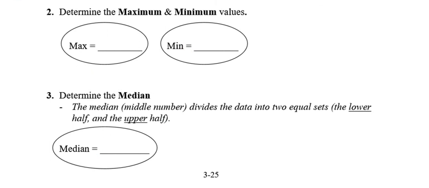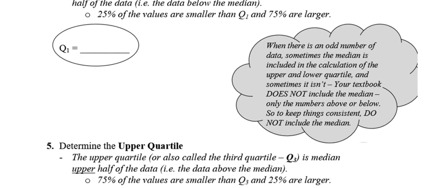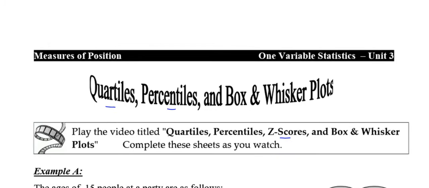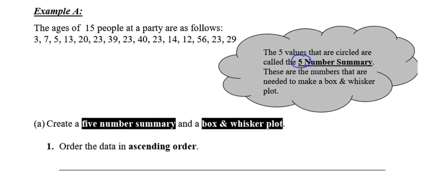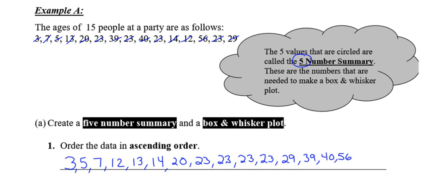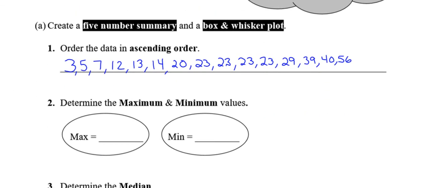And then there's going to be 2 more that you're going to learn in today's video, which is the lower quartile and the upper quartile. So let's show you how you do that. The very first thing you do is put this data into ascending order. Once you have your data in ascending order, we're ready to begin. First and most easy is the maximum and the minimum. The maximum is the highest, which is 56. And the minimum is the lowest, which is 3.